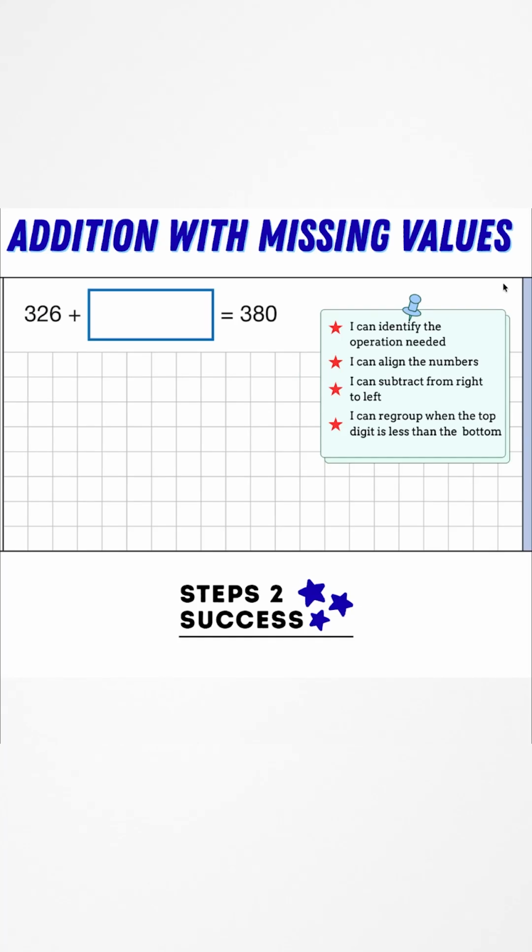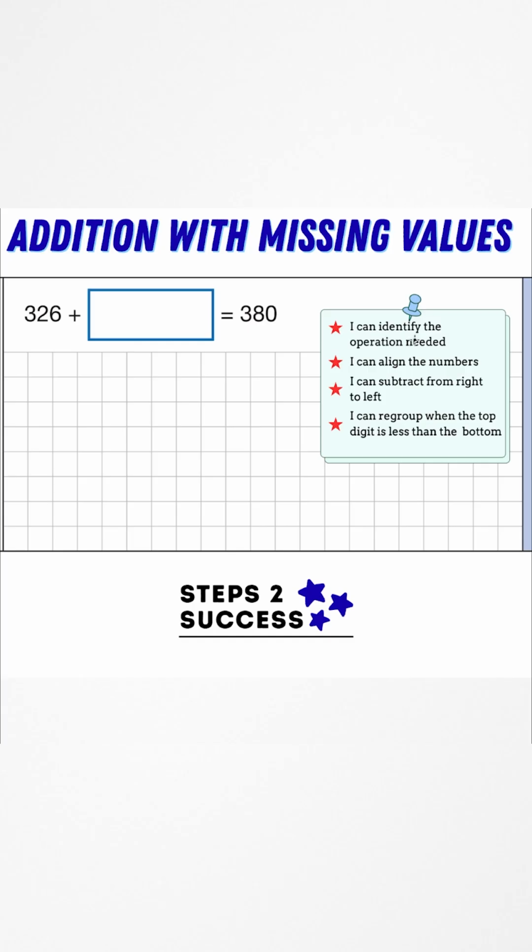Let's learn how to solve addition problems with missing values. This is Steps to Success. Let's look at this question from a previous SATs paper. It's 326 plus something equals 380. Let's look at our steps to success to solve this type of question.